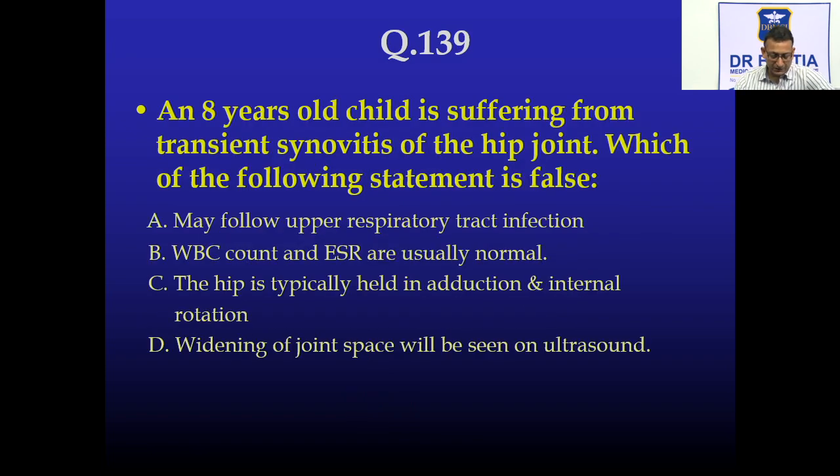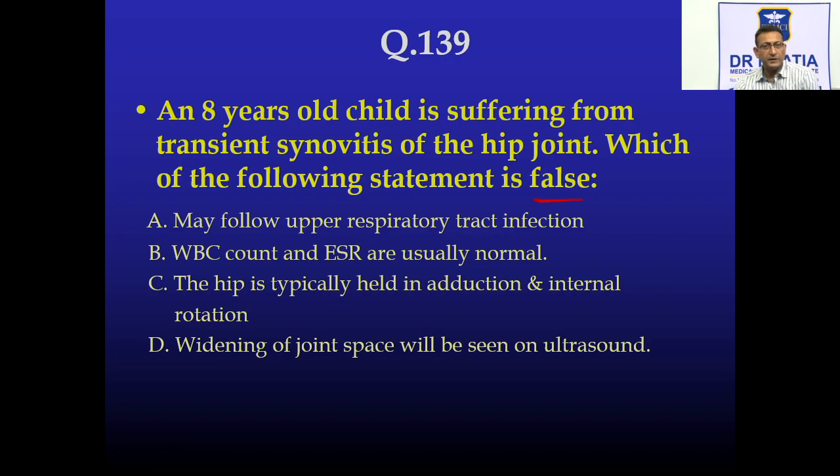The earliest, the most commonly injured area is capital femoral epiphysis. So, the next question is, an 8-year-old child is suffering from transient synovitis of the hip joint. Which of the following statements is false? So, transient synovitis of the hip usually follows some sort of upper respiratory tract infection, whether it is bacterial or viral. So, the bacteria or virus cross react and cause the synovitis in the hip joint, and so they are asking which of the following statements is false.